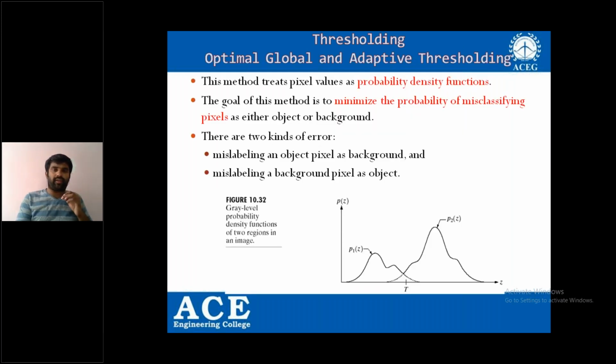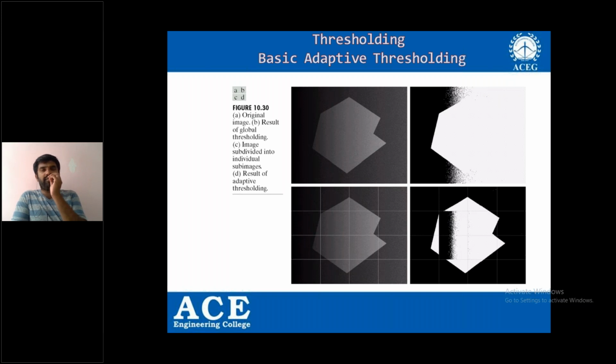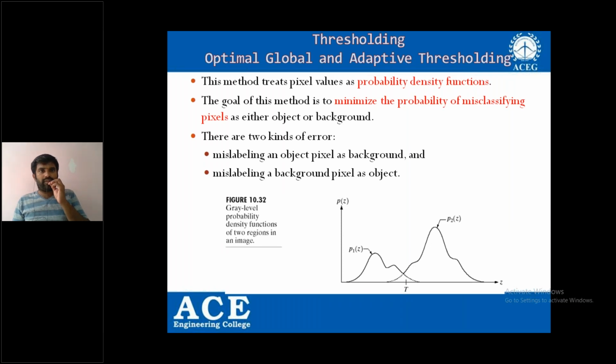Otherwise global, the other one is adaptive thresholding. Adaptive thresholding in the sense, based on the situation: first you take one threshold, if it is not giving a particular result, then change to another threshold, and then another. At one particular part of the image, one threshold you can take, at another part of the image, another threshold you can use, and at another part, another threshold. You are not going to use one threshold for the entire image, right?